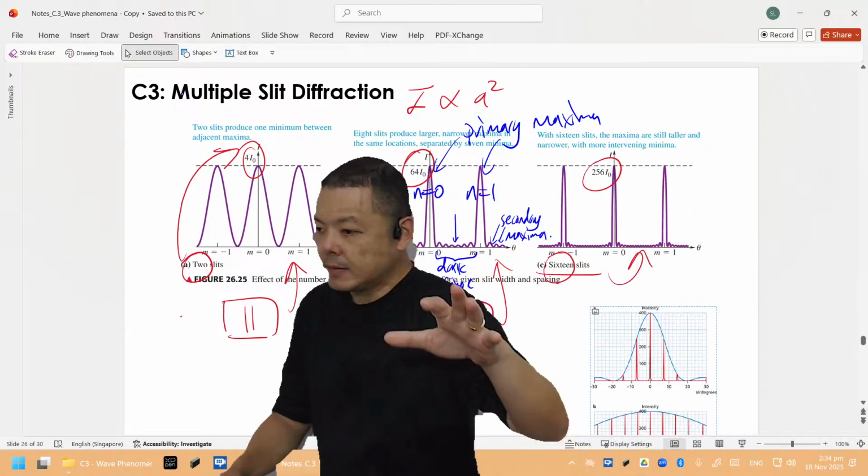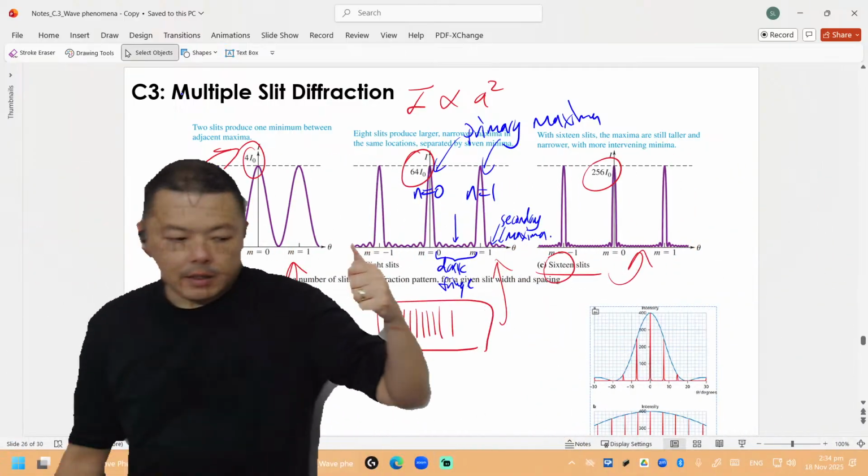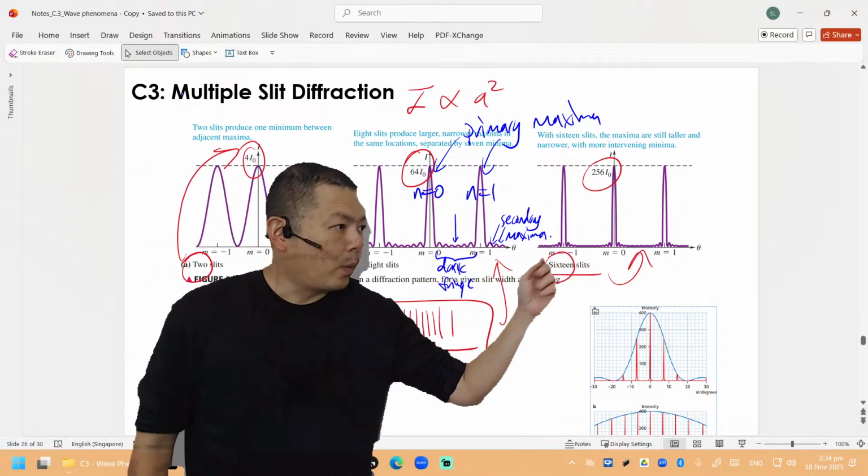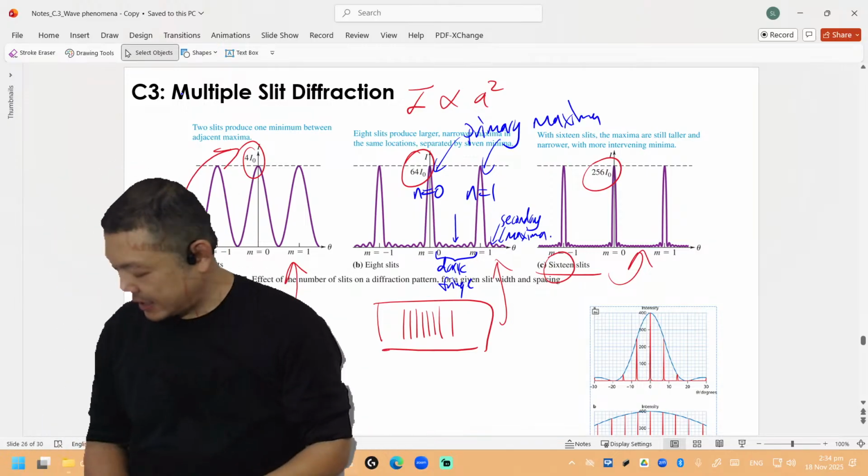So what are the three effects again? Bright fringes become narrower, bright fringes become brighter, and dark fringes become wider, not darker. Dark fringes are already dark, right? So you get the idea.